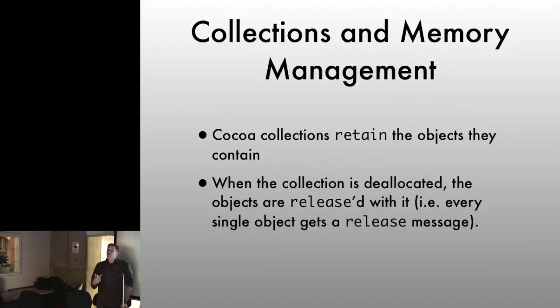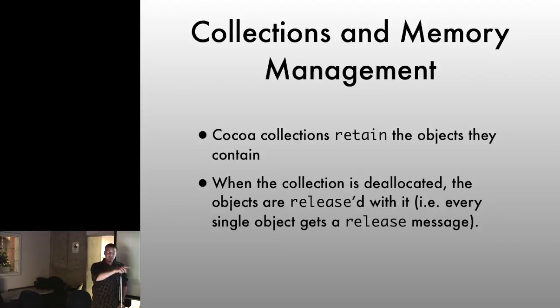So when you add an object to a collection, like an array or a set or a dictionary, the collection increases the object's retained count by 1. So you can create an object. Let's say you allocate and initialize an object, and then you put it in a set. What's its retained count? 2.